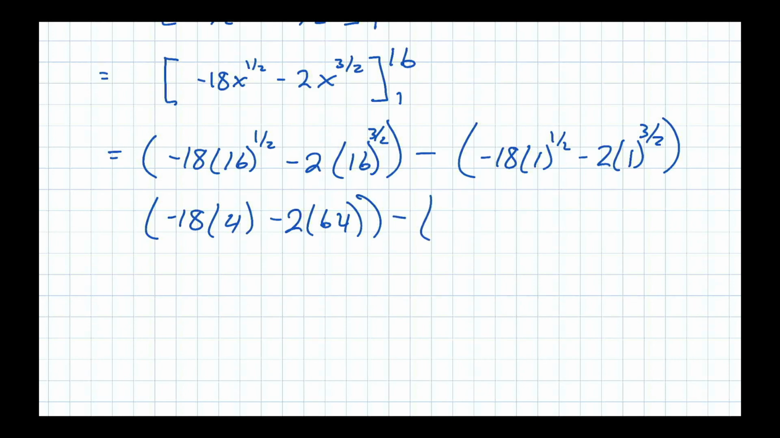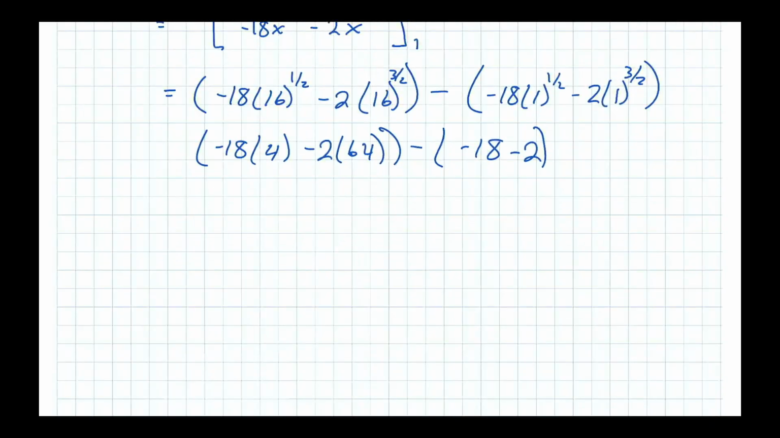And then here we got 18 times 1 to the 1/2, which is 1, and then minus 2 times 1 to the 3/2, which is also 1. So we have this. So then you work this out. So just grab a calculator. If you're being careful, maybe you want to work out each set of parentheses separately.